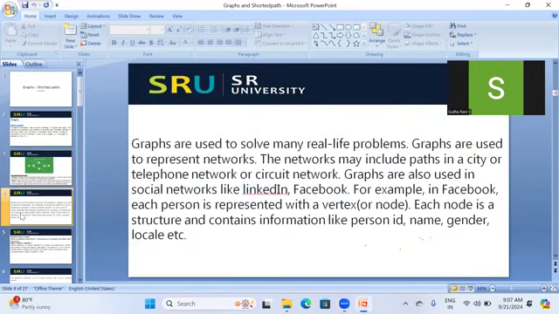What are the real-time applications of graphs? The real-time applications of graphs are all the social media networks, like LinkedIn, Facebook, etc. How are graphs linked with real life? Every node is a structure and contains information. If you take the personal information of a user of any social media account, for example, the nodes can hold the person ID, name, age, locality, etc.